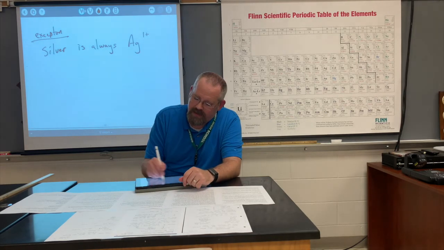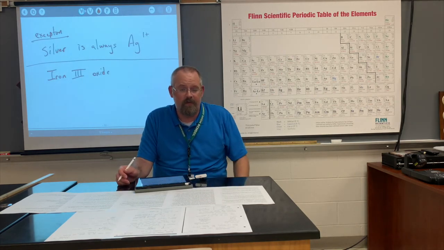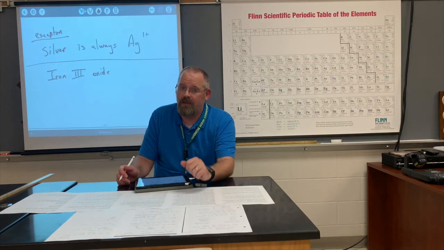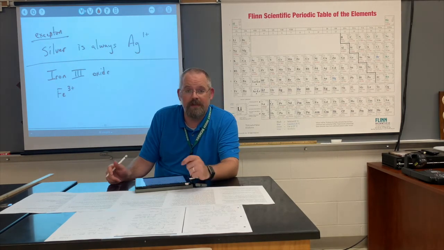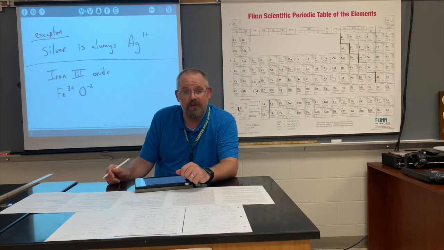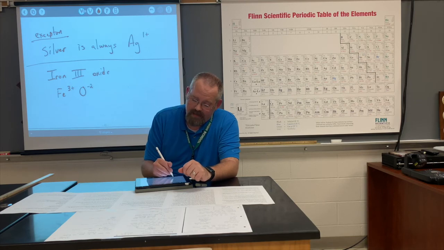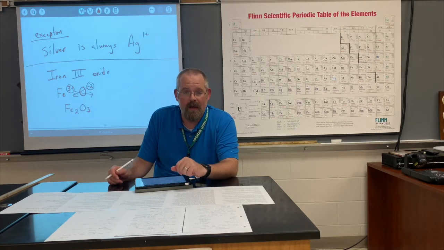Have you ever seen something written like this? Iron 3 oxide. That 3, that Roman numeral, is actually telling you the charge. So the 3 means it is a +3 charge. Oxide, oxygen, is going to be a -2 charge. So when we write this down, we flip the exponents into the subscripts, and we get Fe2O3. This would be iron 3 oxide.